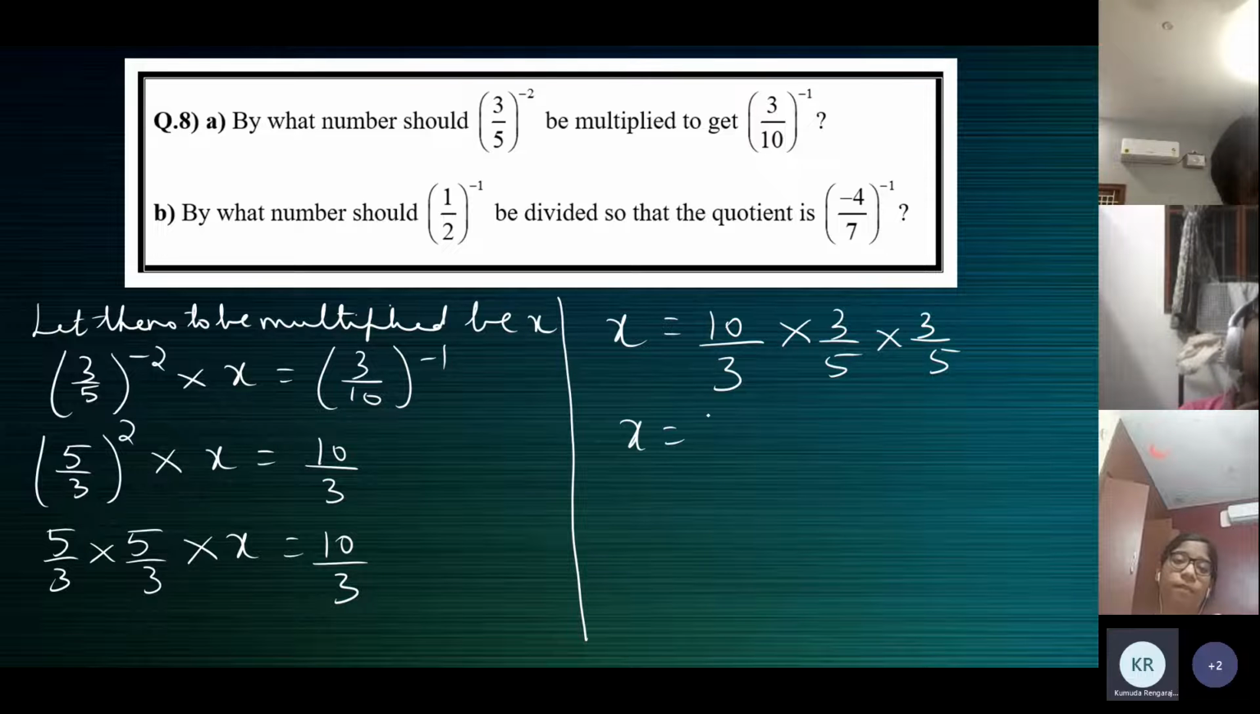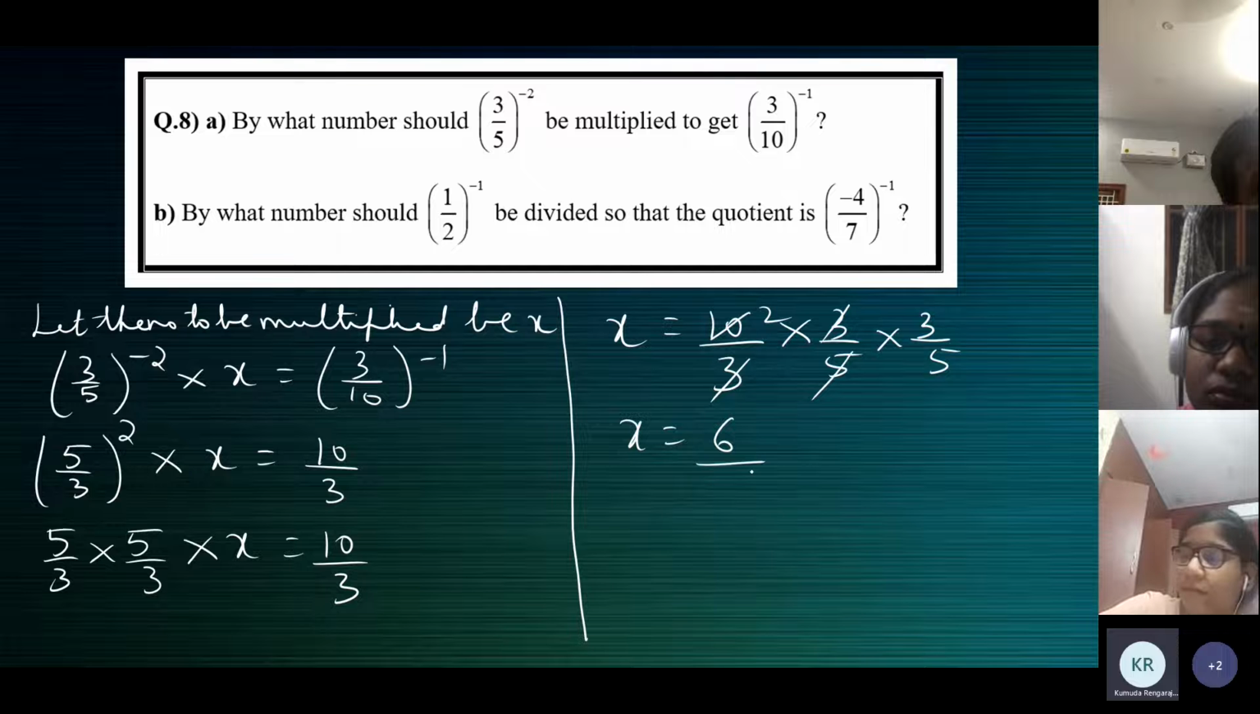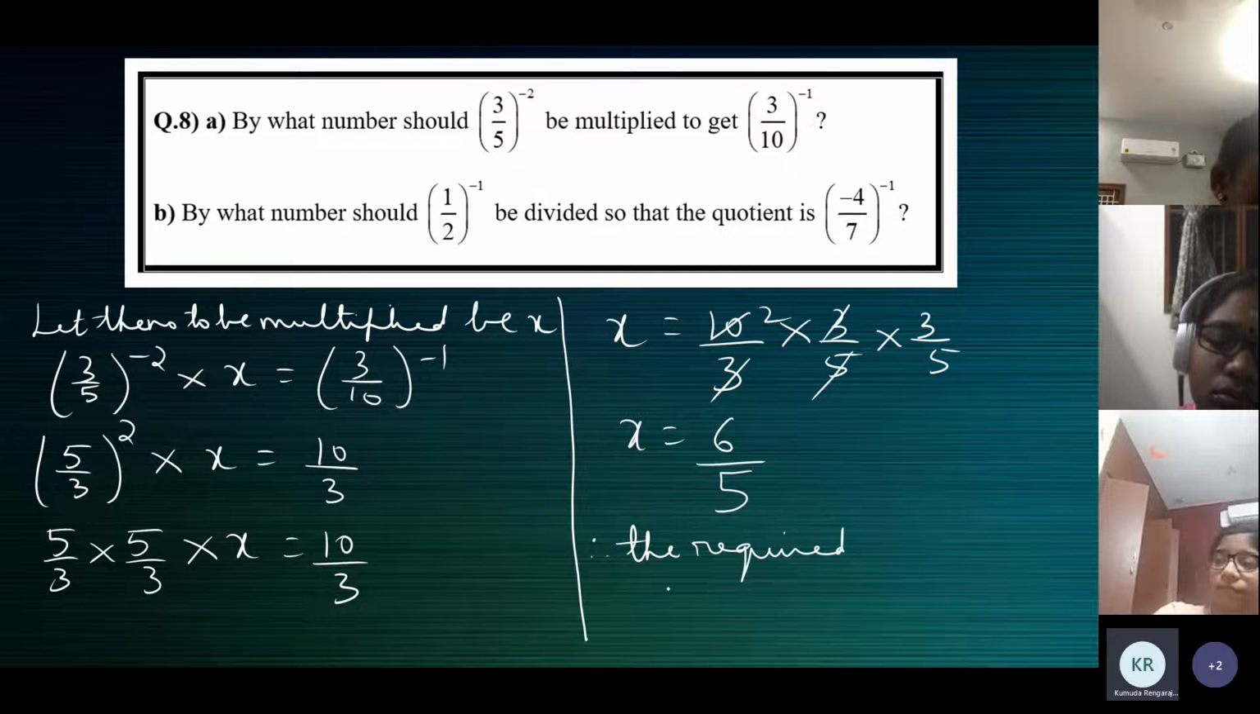So x is equal to 10/3 into 3/5 into 3/5, and 3 gets cancelled. 5 ones are 5, 5 twos are 10. Then in the numerator, 2 threes are 6, and in the denominator 5. So the required number is 6/5. Write down the required number, children.